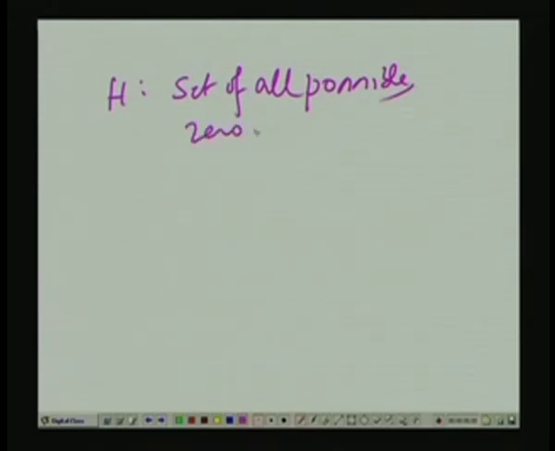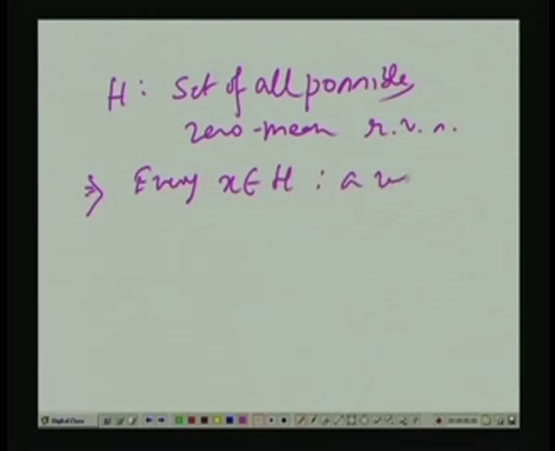That is, let H be the set of all possible, maybe zero mean, to make life simple again, random variables. Okay. Now, this is just a set, it does not become a space. Here every random variable will be called a vector. Every element x of H is a vector.